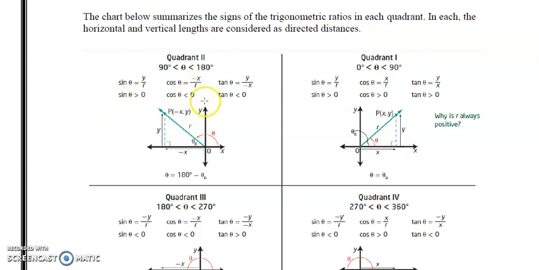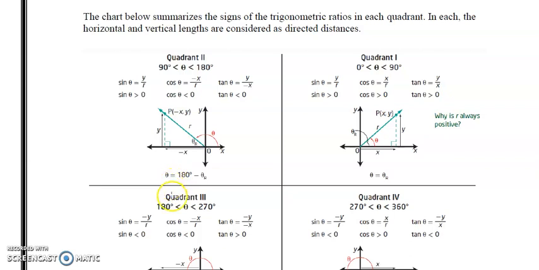Cos theta, however, is adjacent, and your adjacent side is negative x over r. R is obviously positive, so a negative divided by a positive will end up with a negative. So therefore, the cos of whatever angle you take between 90 and 180 gives you a negative number, and that's why. Interesting. Tan theta is equal to y over negative x, and again that would be negative because a positive divided by a negative would be negative.